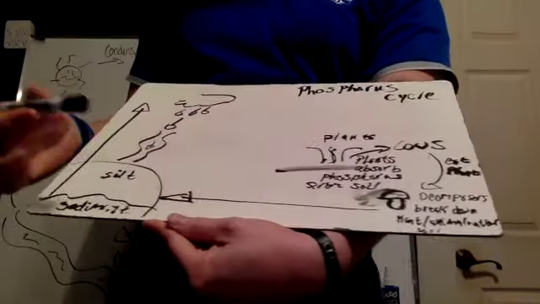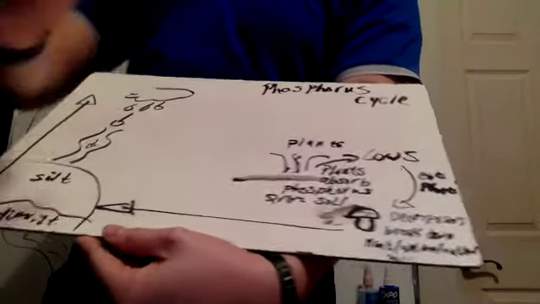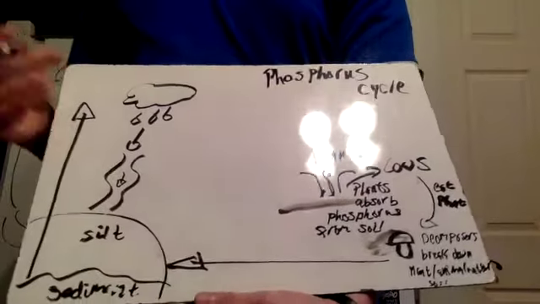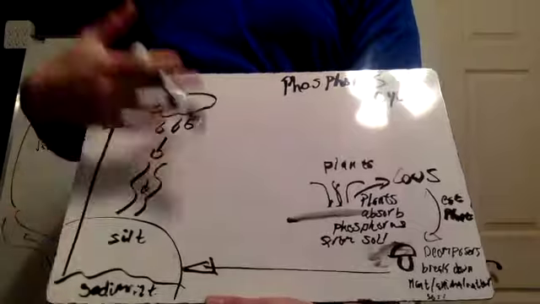decomposers taking the phosphorus from us and putting it back into the soil, where it'll eventually be deposited into some rocks and that sort of thing. Okay, but this is the phosphorus cycle. And actually, now that I look at this, I didn't do a terrible job, I guess. So let's review most of this real quick.